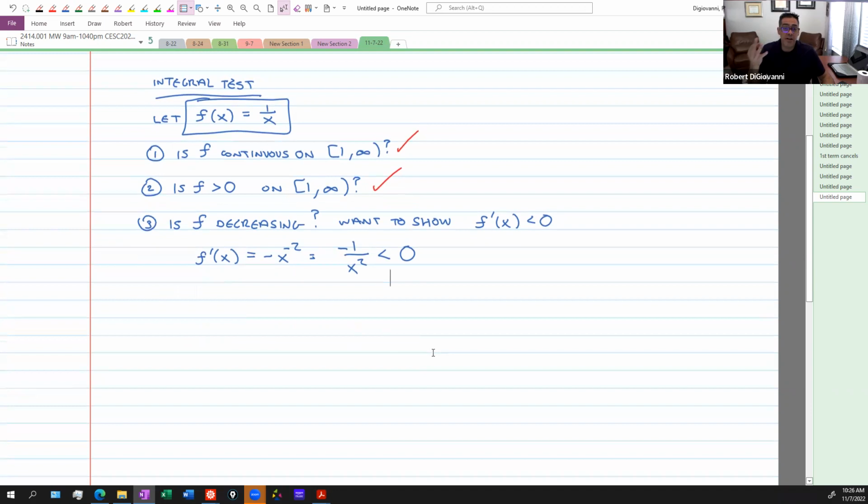So we have the three conditions. We have a continuous function on the interval 1 to infinity. We have a positive function on the interval 1 to infinity. We have a decreasing function. So as long as we have those three conditions, whatever the integral does, that's what the series does. Now I need to evaluate the improper integral from 1 to infinity of 1 over x dx, which is the limit as t goes to infinity. We've done this one before. So natural log x evaluated from 1 to t.